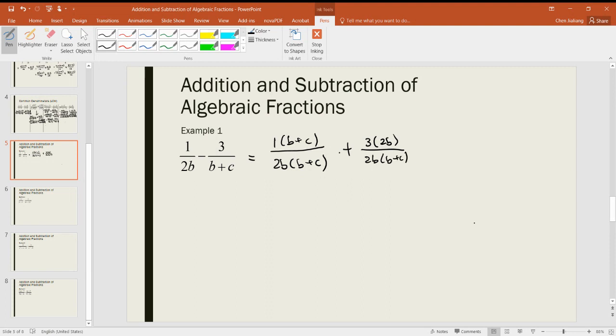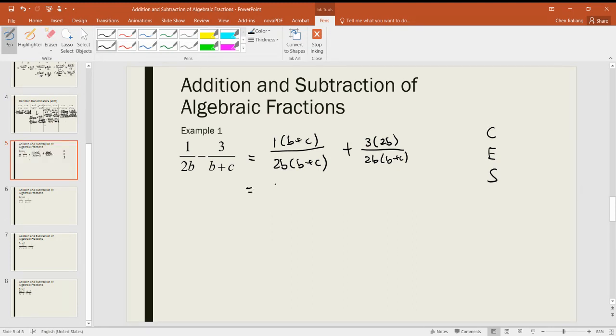In order to add or subtract fractions, we need to follow the CES, as discussed in the previous video. C means combine the numerators, E means expand the numerators, and S means simplify. So we'll apply this.